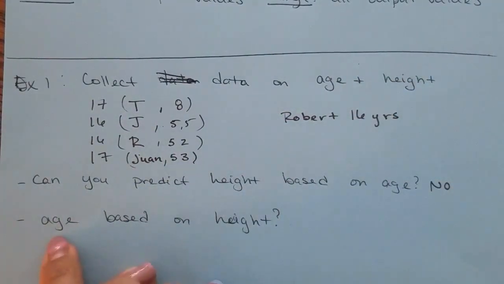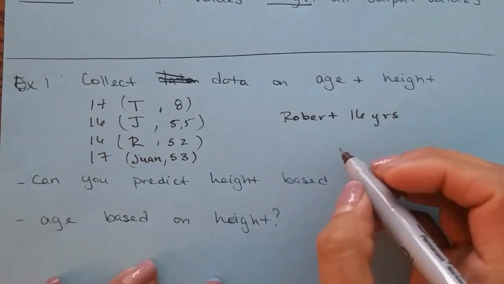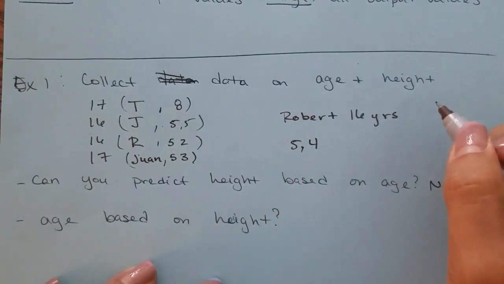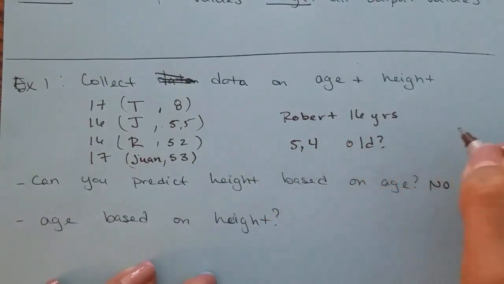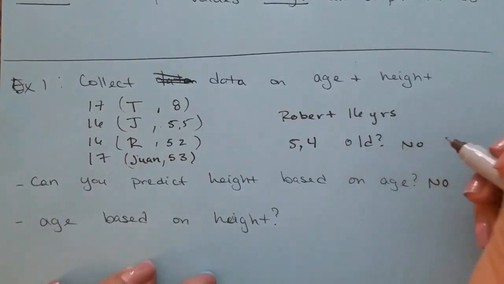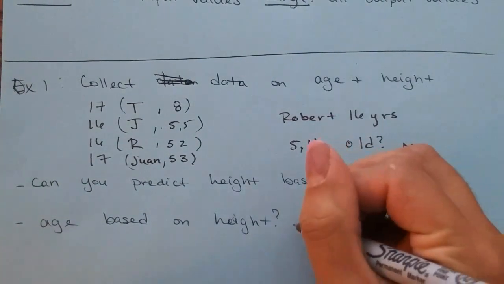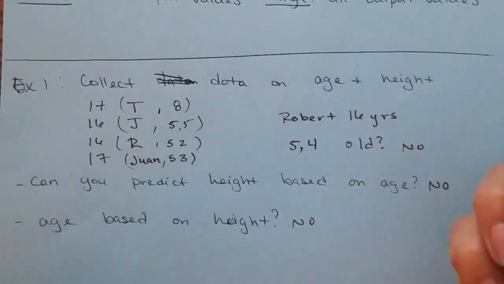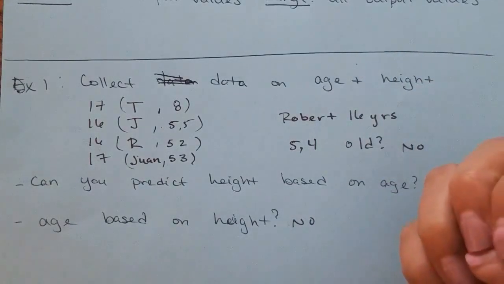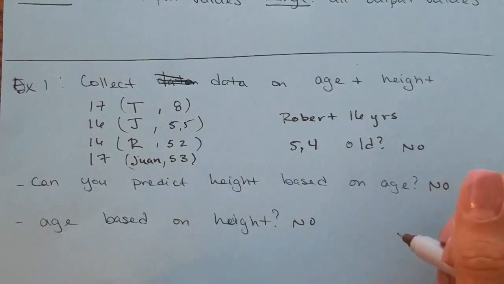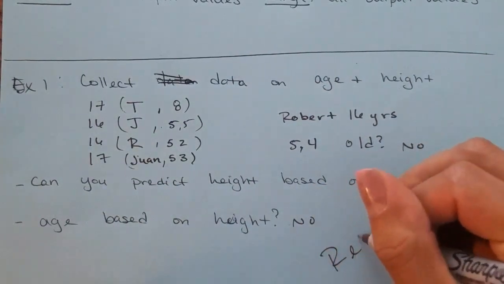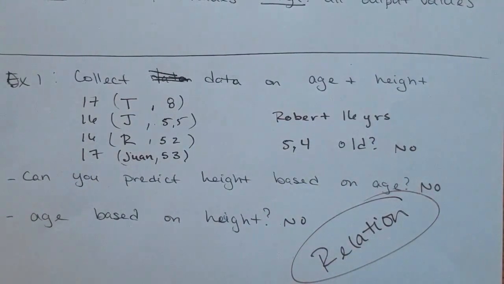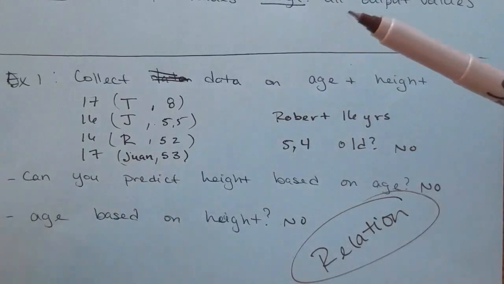Would we be able to predict age based on height? So let's say I have this random person over here who's 5'4". Can we tell how old they are based off of their height? Well, no, not really, right? Because, again, that all depends. So if you have information that's related, that corresponds to something, but you can't predict anything, you can't pull any kind of pattern from it, then it's just a relation. So this example here, this is a relation. It's not a function because you can't predict any information based off of your data that you have.